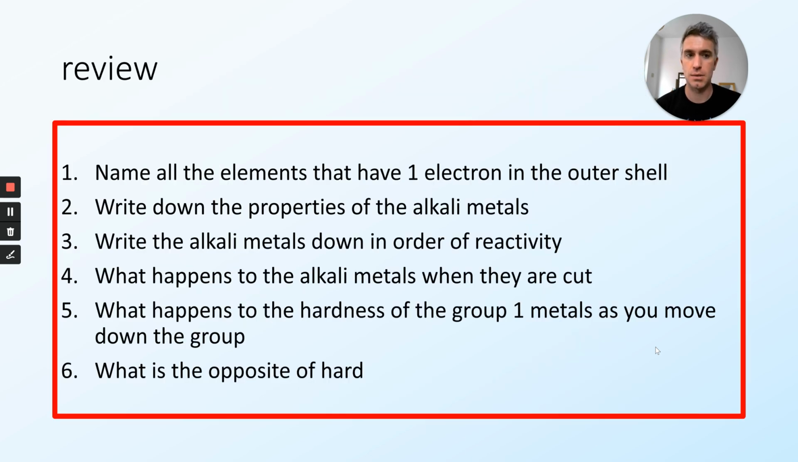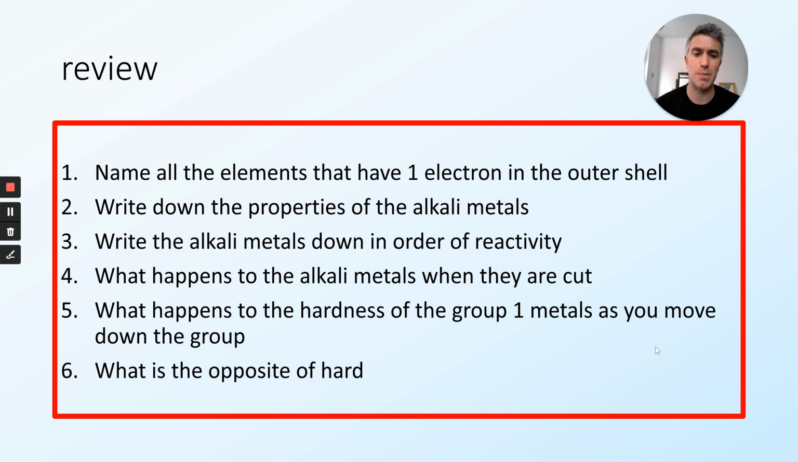This is the end. Well done. Okay, so why don't you write down the answers? And maybe I'll give you the answers next lesson. Okay, so 6 questions. Number 1, name all the elements that have 1 electron in the outer shell. Number 2, write down a property of the alkali metals. Number 3, write down the alkali metals in order of reactivity. You know that from the video.